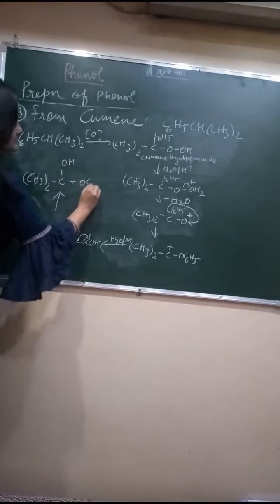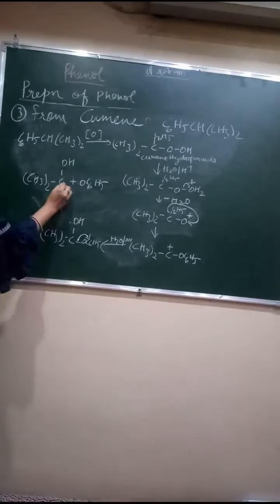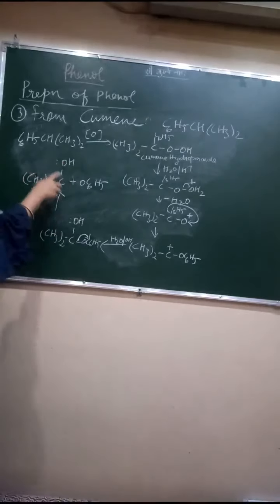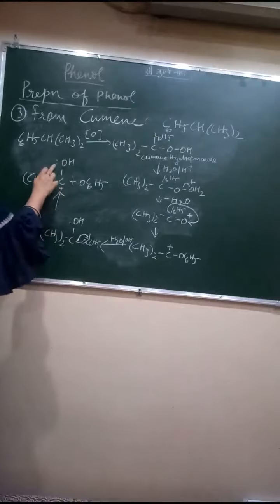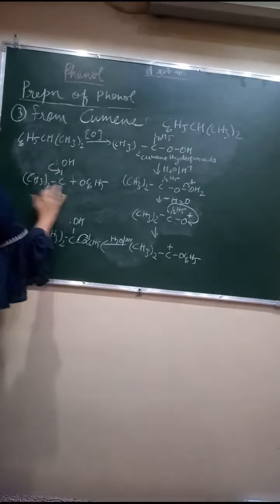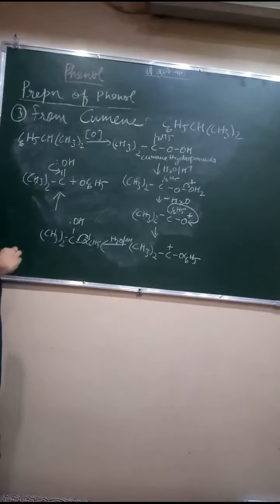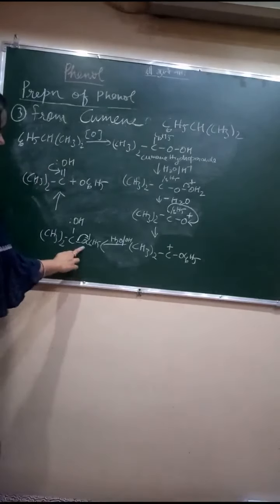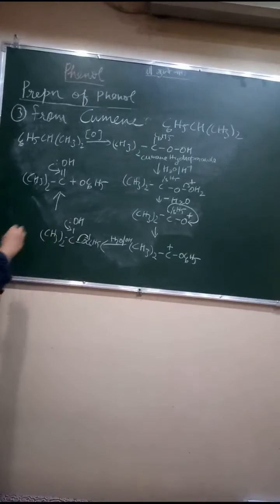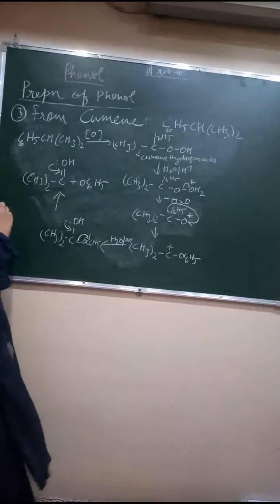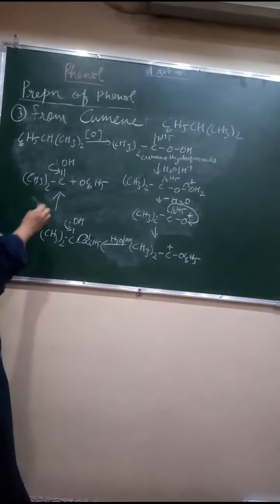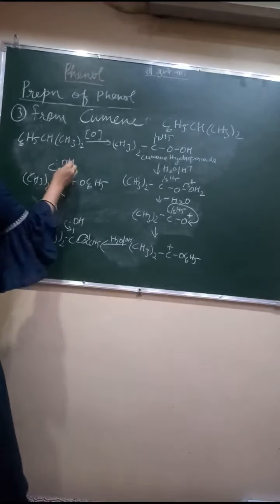Plus OC6H5. Okay, C will get a positive charge, but oxygen has a lone pair of electrons, so it will shift here. So the positive charge will not remain and a double bond will form. When OC6H5 is removed, the lone pair of electrons shifts and a double bond is formed. A group like this will form, plus OC6H5.